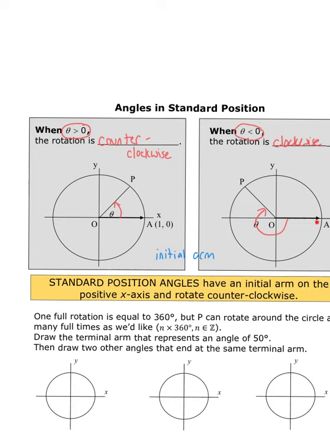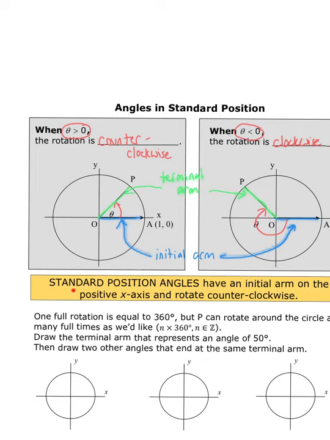We call the positive x-axis, in both cases, the initial arm. We call the line that joins the origin to the point P on the circle the terminal arm. So our first two definitions are the initial arm and the terminal arm.